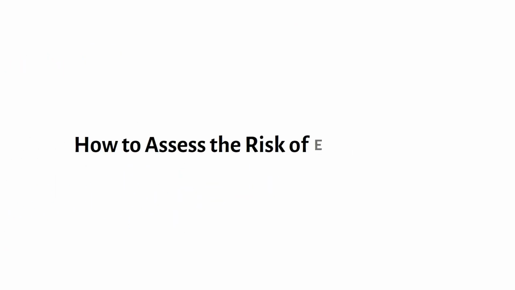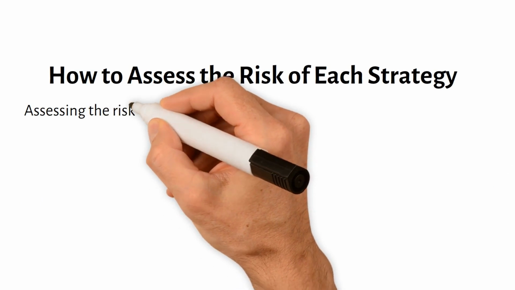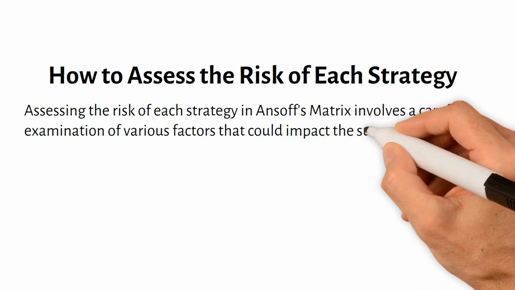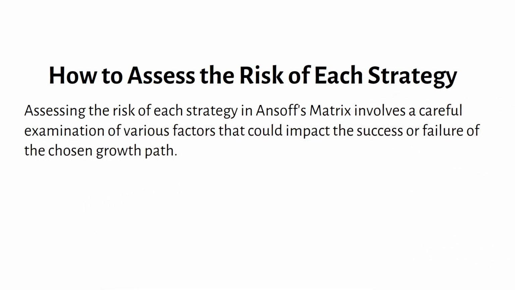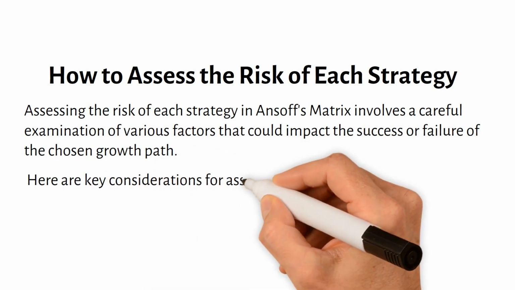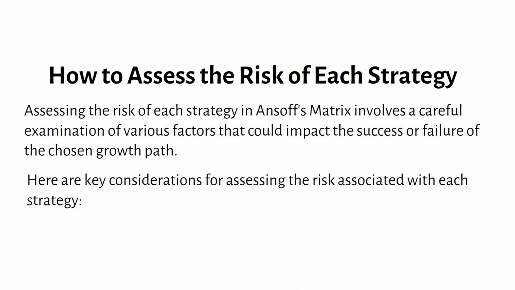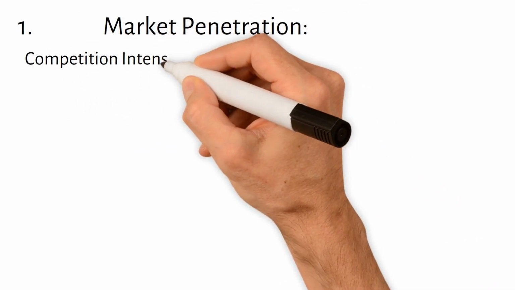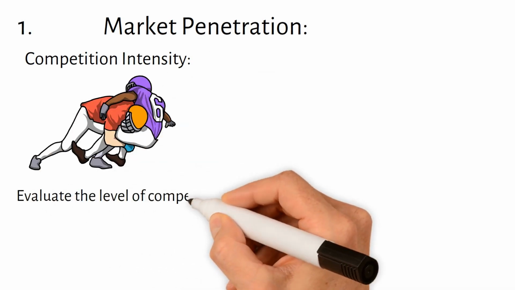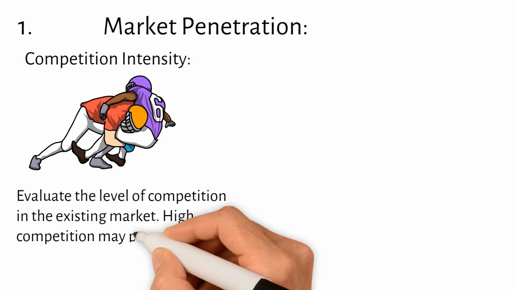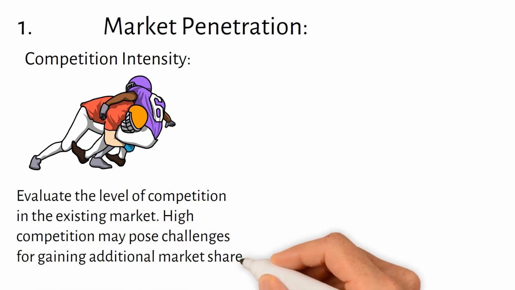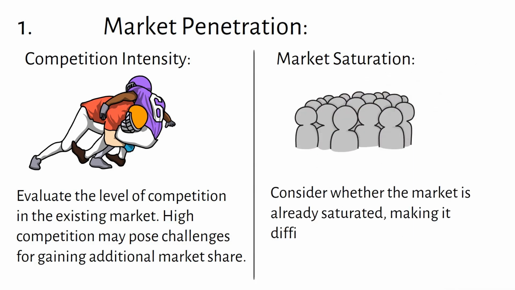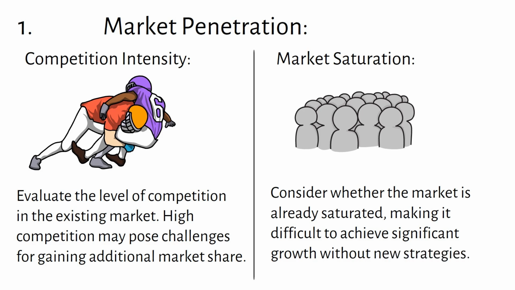How to assess the risk of each strategy. Assessing the risk of each strategy in Ansoff's matrix involves a careful examination of various factors that could impact the success or failure of the chosen growth path. Here are key considerations for assessing the risk associated with each strategy. 1. Market penetration, competition intensity. Evaluate the level of competition in the existing market. High competition may pose challenges for gaining additional market share. Market saturation. Consider whether the market is already saturated, making it difficult to achieve significant growth without new strategies.